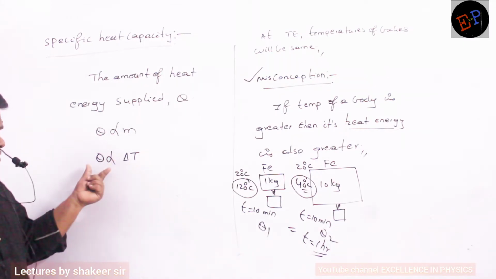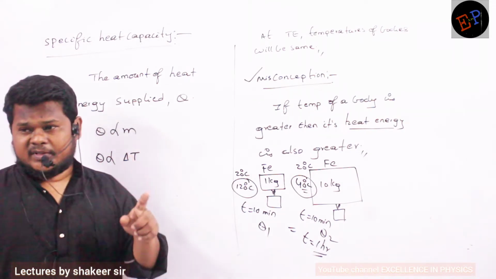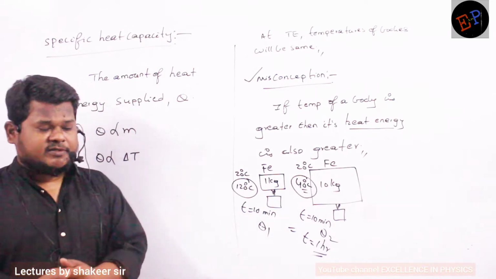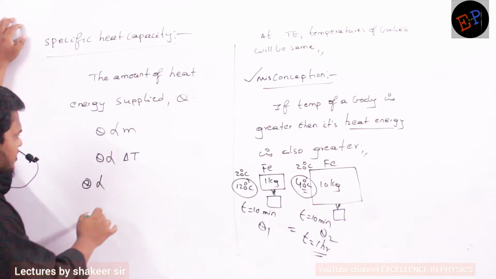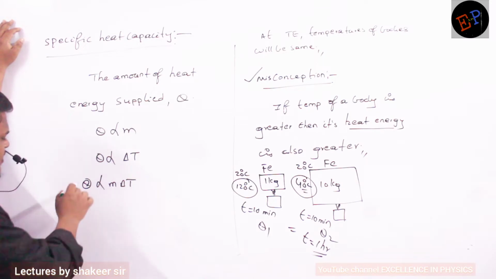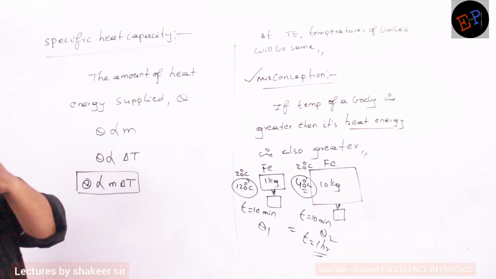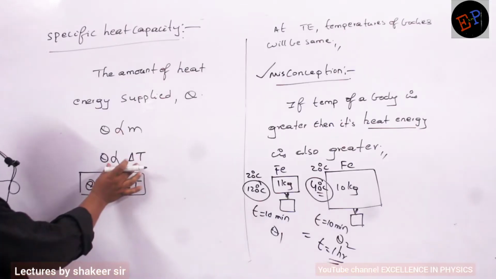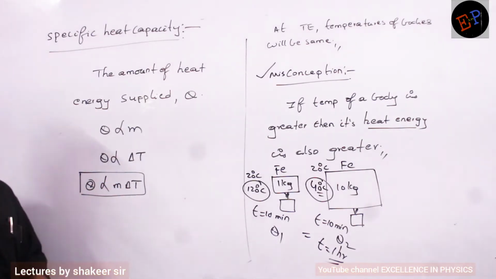Clear? So the amount of heat energy supplied is directly proportional to the rise in temperature. If you want to raise the temperature by a greater value, you have to supply more heat energy. So if you combine both of them, then what can I write? I can write Q is directly proportional to M delta T. So Q is proportional to mass, and Q is proportional to change in temperature also.